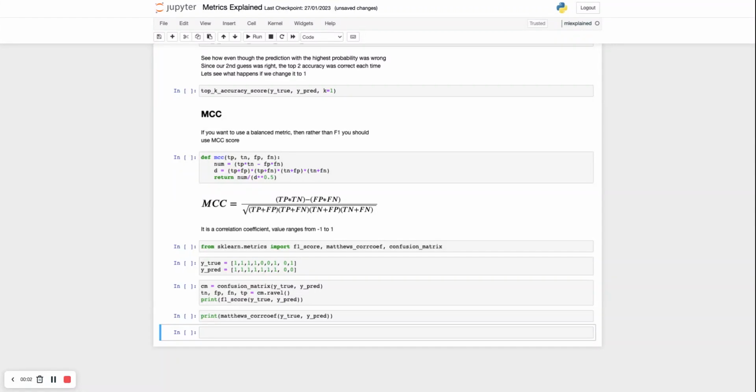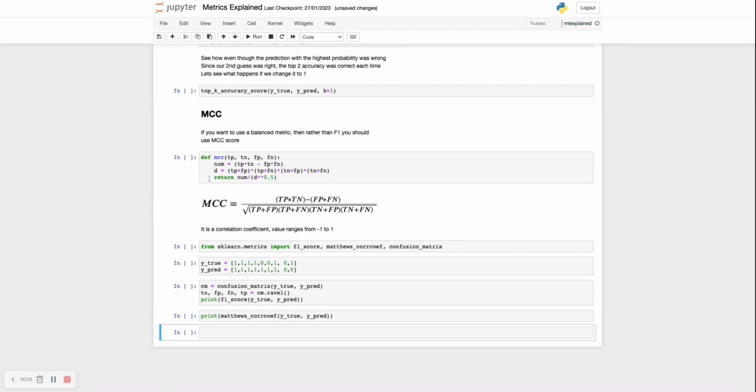Hello everyone. Today I'll be talking about Matthews correlation coefficient. So we all know that we should be using F1 score in case of an imbalanced class problem. But what if you want to focus on each of the class values? So basically you want a model which is balanced across both the positive and the negative class. Then you should be taking a look at the MCC score rather than the F1 score.